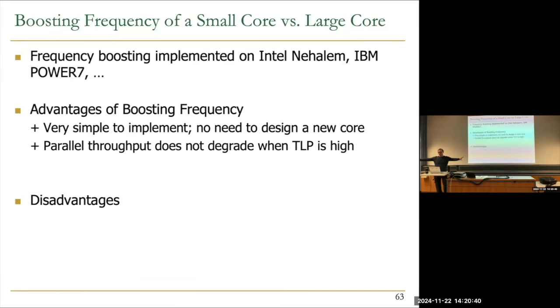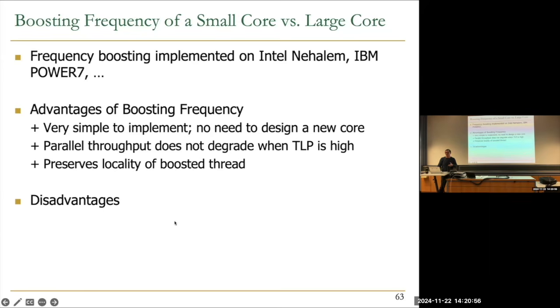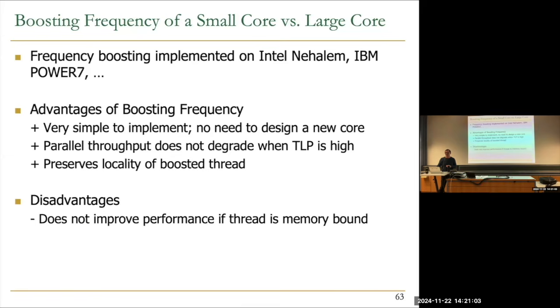When you have a lot of thread level parallelism, you still run a core with low frequency, and you still have a high thread level parallelism. You don't need to dedicate cores. You don't need to dedicate the space of many small cores for a large core, for example, right? And it preserves the locality of the boosted thread, which is nice, right? Of course, this has disadvantages.